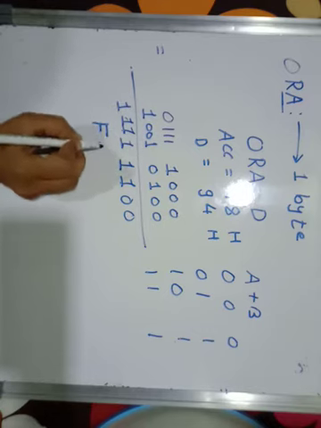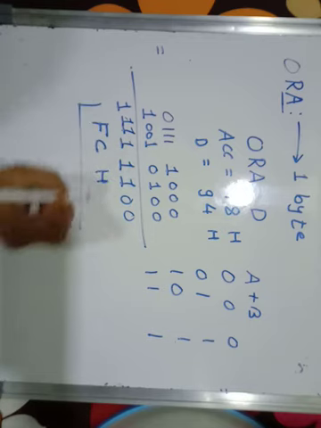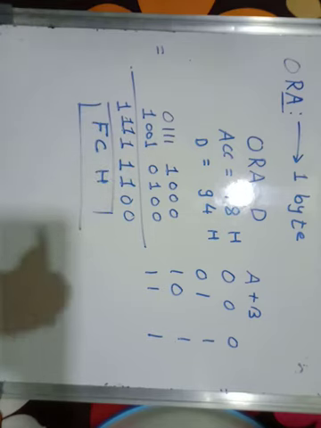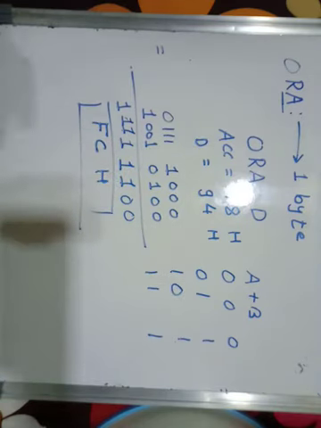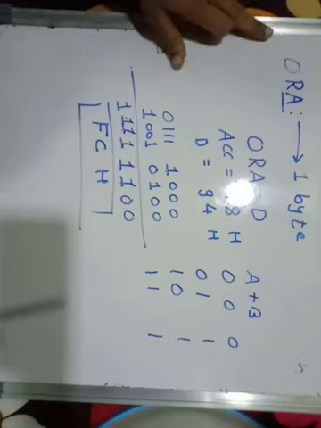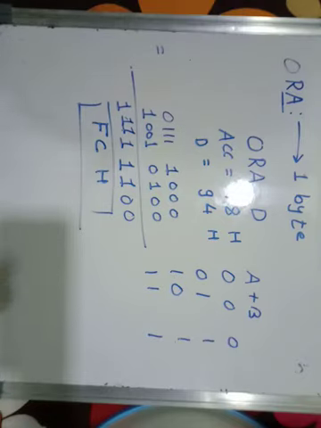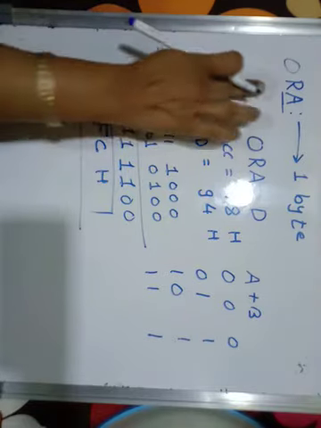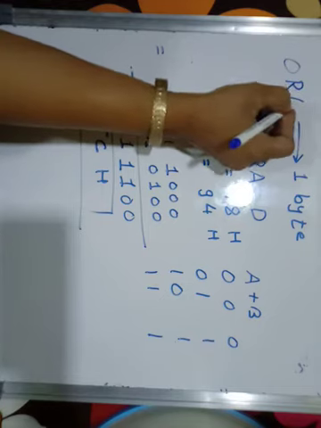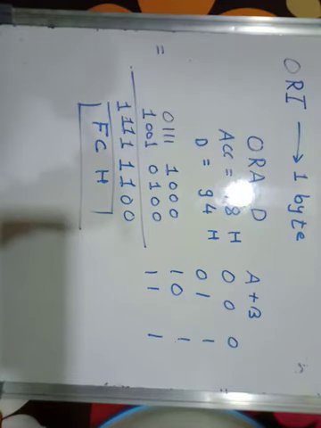And the other nibble is 12, that is C. So the result is FCH. This is the answer of logical ORing. Okay, so you can perform the logical ORing with the help of this truth table. So this is one group, that is ORA. Now we are going to see the 2-byte instruction of the OR gate, which is nothing but ORI, just like ANI, as we have seen ANA and ANI. Now the next group is ORA and ORI.